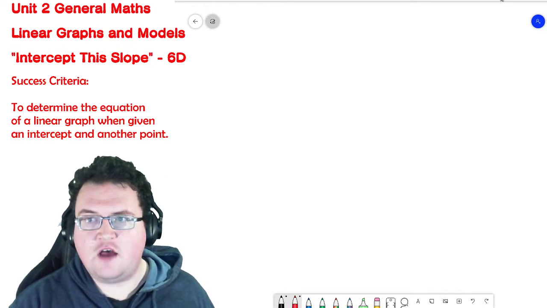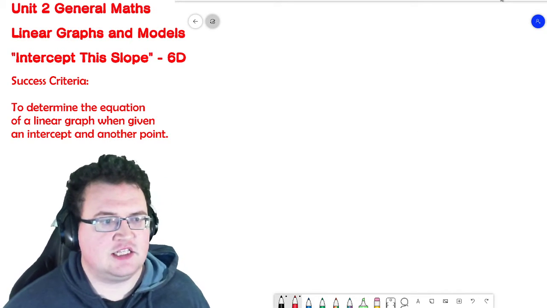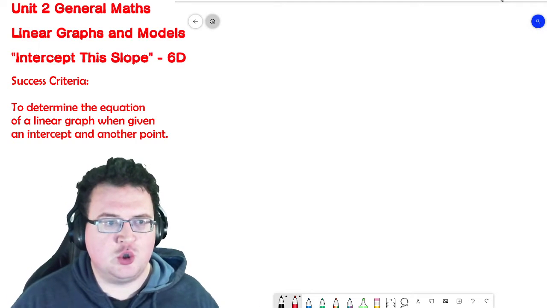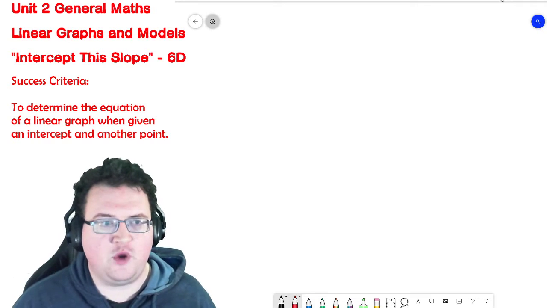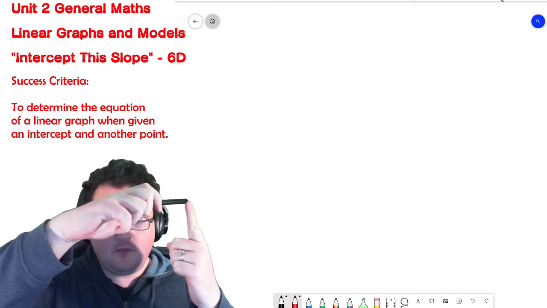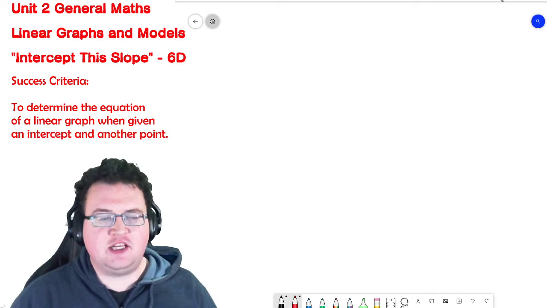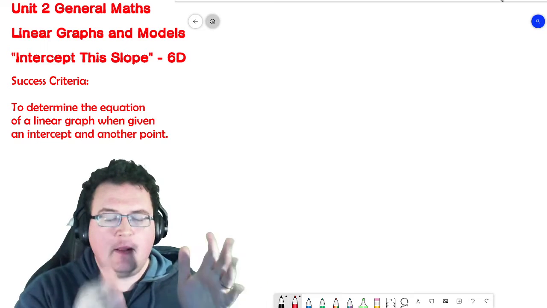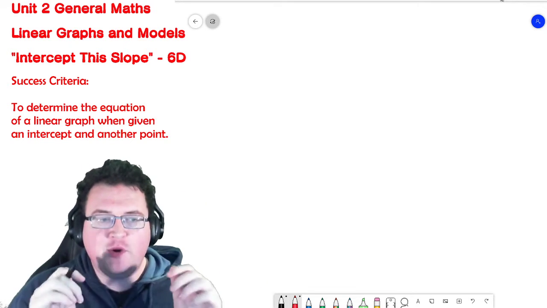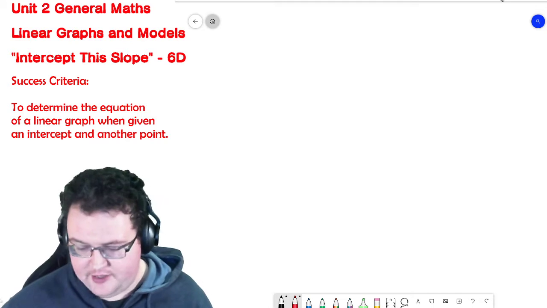Good afternoon. What we are doing today is, previously we were doing linear equations when we knew the intercept and we knew the slope. This time we now know the intercept, but we don't know the slope, but we know another point on our line.